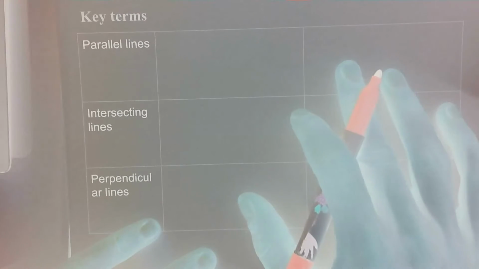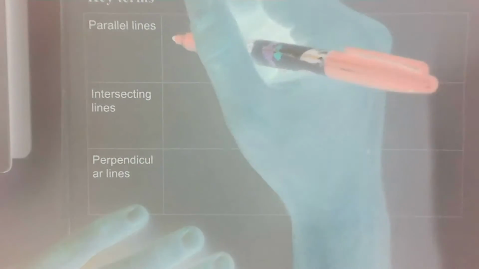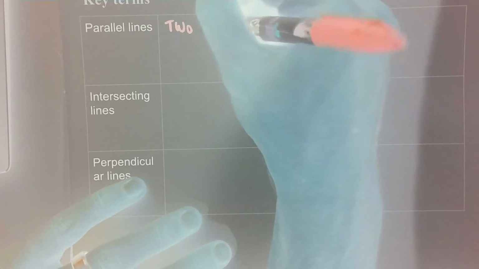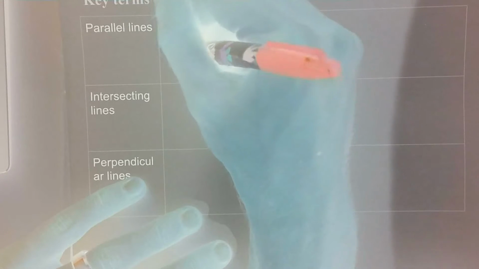Let's go ahead and define each of these terms, and then we will draw an example of what each will look like. These are three different types of lines or relationships between lines that we're going to see today. Parallel lines, we know from our geometry unit, are two lines that will never meet.